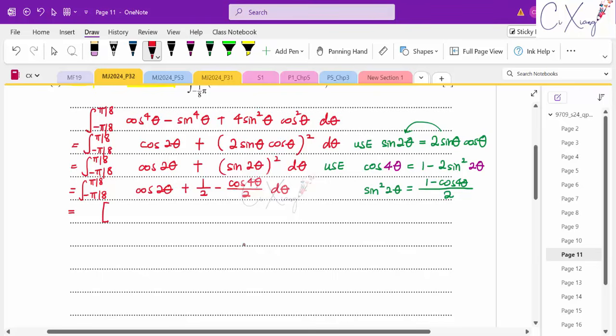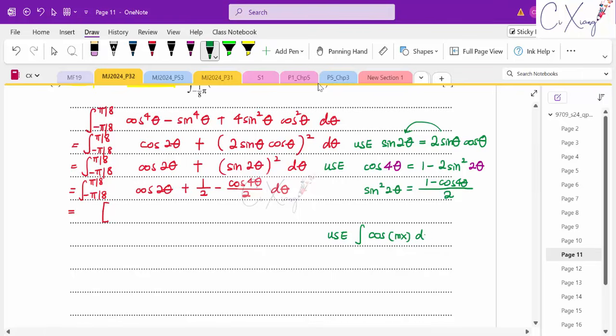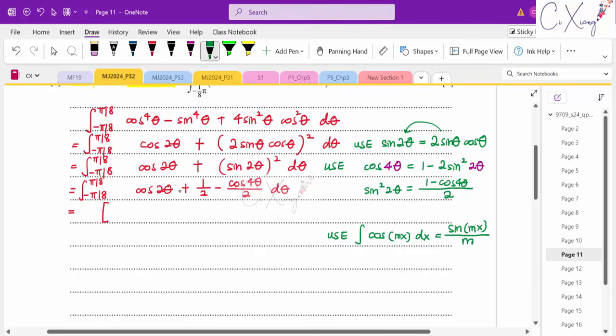Just to recall, in case you forget, I'm using this formula. If I want to integrate cos mx, since differentiating sine gives a cos, therefore integrating cos, you will get a sine. So I'm having sine mx, then you differentiate the thing inside the angle, you get an m, so you have to divide by the m. Same thing happened here.